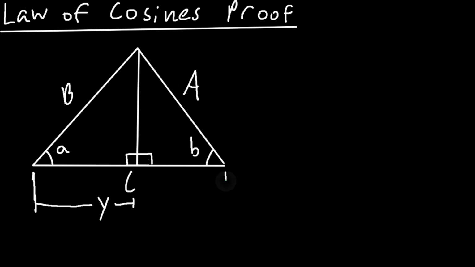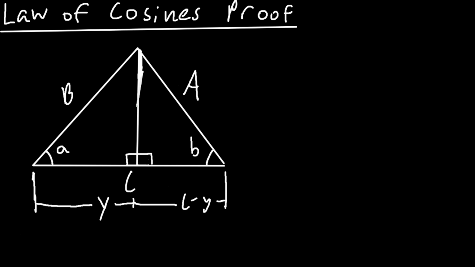Now, what do you think this side length will end up being if this is y? Well, this is going to end up being c minus y, because if this is y, then whatever's left is going to be c minus y. So now that we actually have these two side lengths defined, let's go over the actual proof.